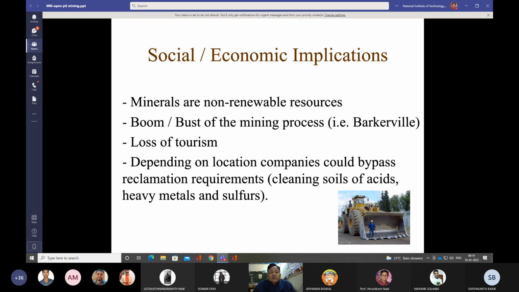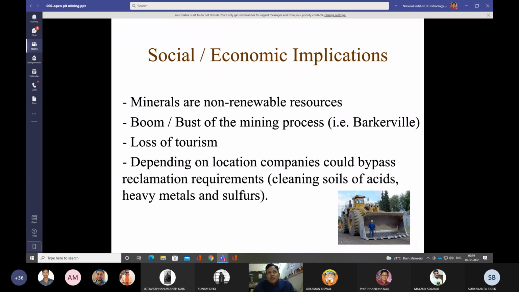Once you take out the coal from the coal mines, again you will not get coal in that area so easily. It takes thousands of years to form the coal or minerals in the earth crust. So once you mine the minerals, that is exhausted. The mineral resources are exhausted. So because they are non-renewable resources, you have to be very careful while mining. You have to conserve the mineral resources. There should not be any wastage of mineral resources.